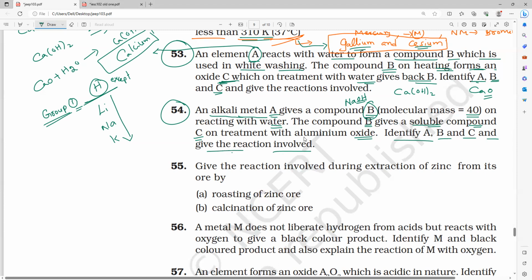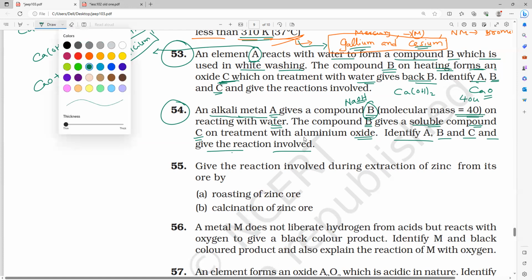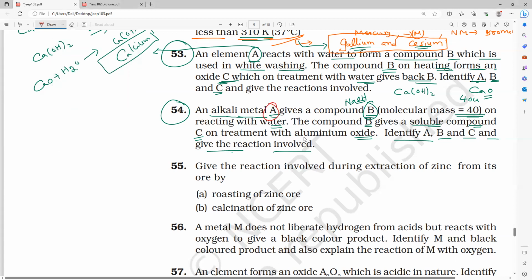One of the toughest equations. If you do not have basic knowledge, it is impossible to answer these questions. First of all, alkali metals means lithium, sodium, potassium, at least the three elements you know. But by seeing a molecular mass of 40 u, I will understand that definitely that alkali metal is sodium. Once you study something, it has to carry forward. So A is sodium, because it forms a compound whose molecular mass is 40. B is sodium hydroxide.